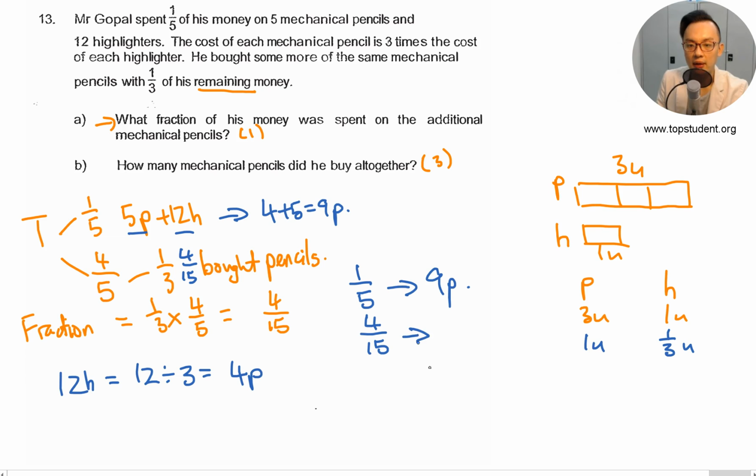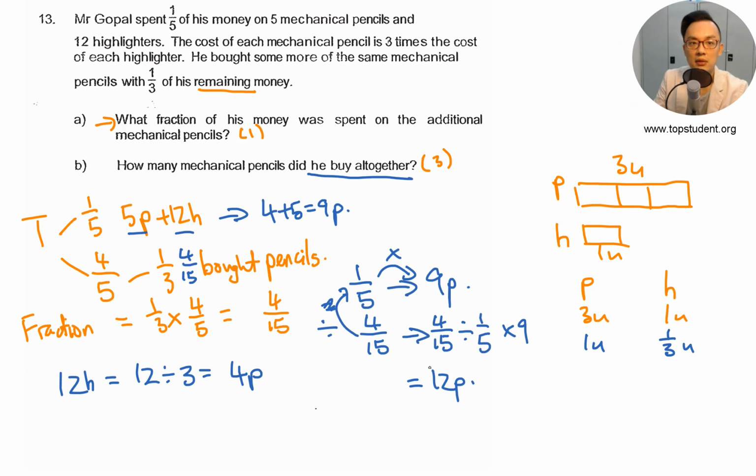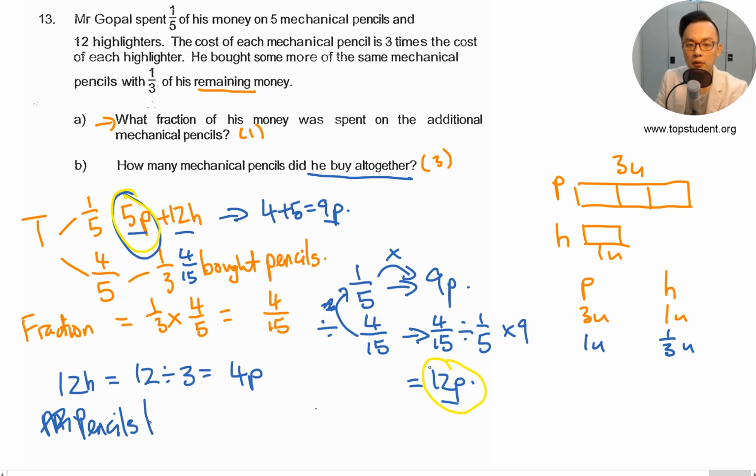So 4/15 of my money will be equal to, this is divide and times, 4/15 divided by 1/5 times 9 equals 12 pencils. So my question is, how many mechanical pencils did he buy altogether? So to find the number of mechanical pencils he bought, I need to find this number plus this number. Very easy to make a careless mistake of using this number plus this number. So don't do that, because I converted my 12 highlighters into pencils. So don't use this. This is the one that I actually bought. So mechanical pencils bought equals 12 plus over here 5 equals 17 pencils.